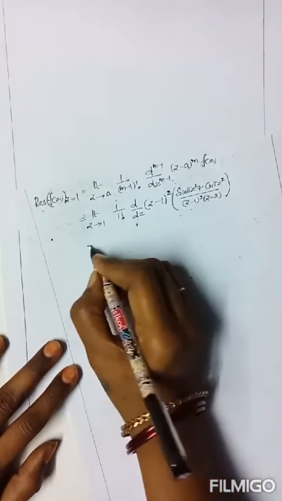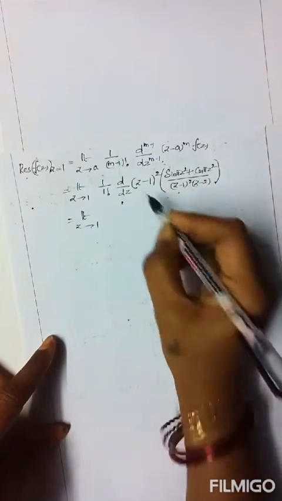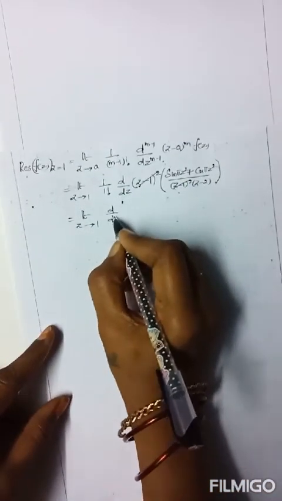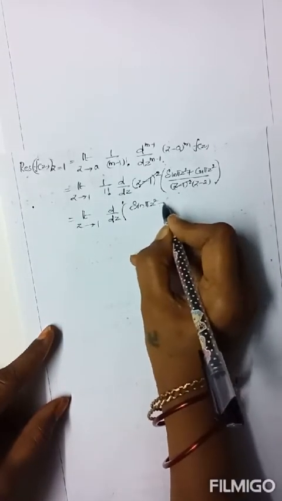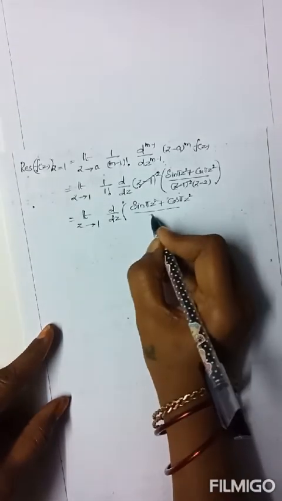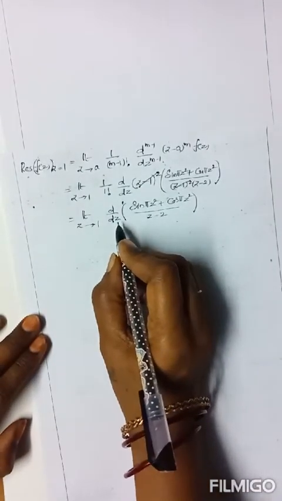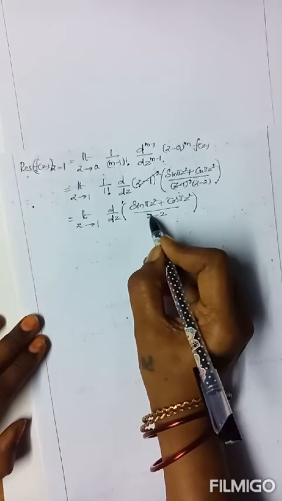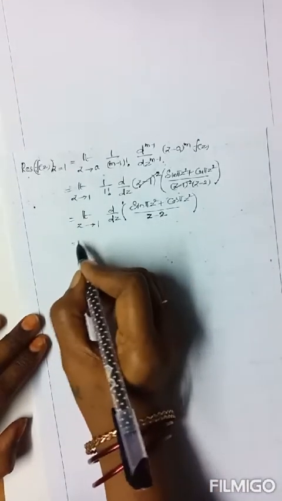Now here, limit of z tends to 1. The (z minus 1) whole square cancels. We have d by dz of [sin(pi z squared) plus cos(pi z squared)] by (z minus 2). The next operator is the derivative operator. Now in the numerator there is a variable z, and in the denominator also there is a variable z, so we have to differentiate this as per the u by v formula.